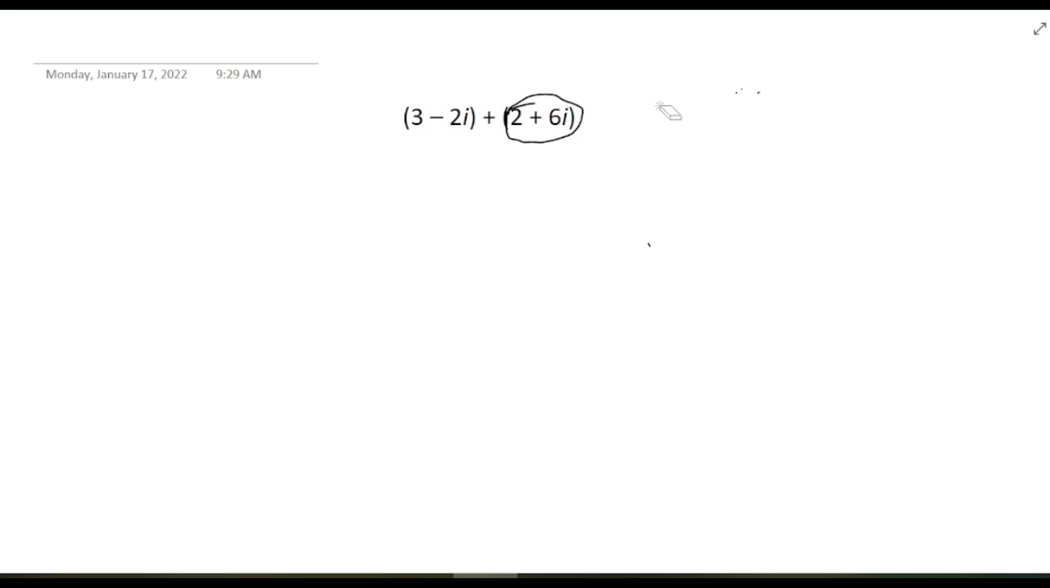So how do we add these two together? Well, luckily we can treat i as a variable, because it is a variable. So we just combine like terms. The 3 and the 2, since these are real numbers, we can combine together. So 3 plus 2 is 5. And negative 2 and positive 6, we can combine because they're like terms. That would give us negative 4i. And that's all there is to it when you're adding complex numbers that have imaginary numbers in them.